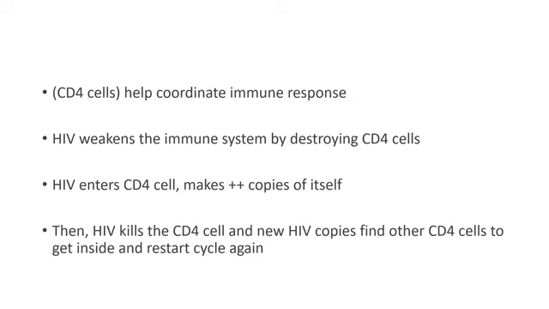So when you have the captain of the ship destroyed, it's hard to have an immune response. So therefore, human immunodeficiency. So what it does, HIV enters a CD4 cell, and then it makes hundreds, if not thousands, of copies of itself. Those copies spread out. And once those copies have been made, HIV will kill that original CD4 cell, and those new HIV copies will find new CD4 cells, and they'll restart the cycle all over again. And eventually, we have very, very few CD4 cells.